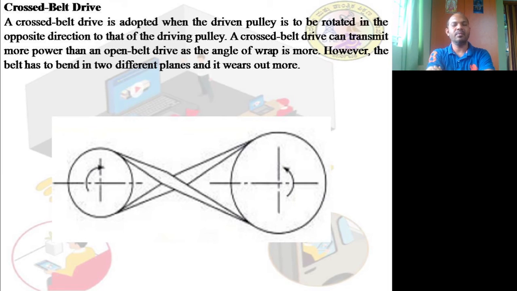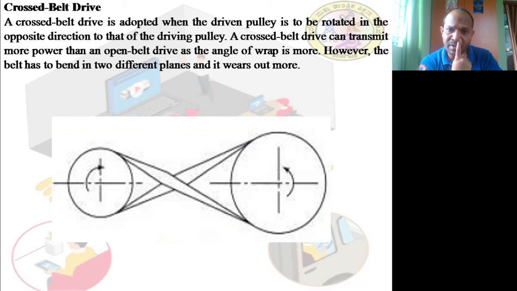That is the one advantage. The only thing is it has a higher angle of wrap so that it can transmit more power. But since it is a crossed one, the percentage of slip is more in crossed belt. It's common sense. The percentage of slip is more in cross belt drives compared to the open belt drives. And because it is a cross, somewhere if it touches the belt itself, it also loses its life, reduces its life because of that.